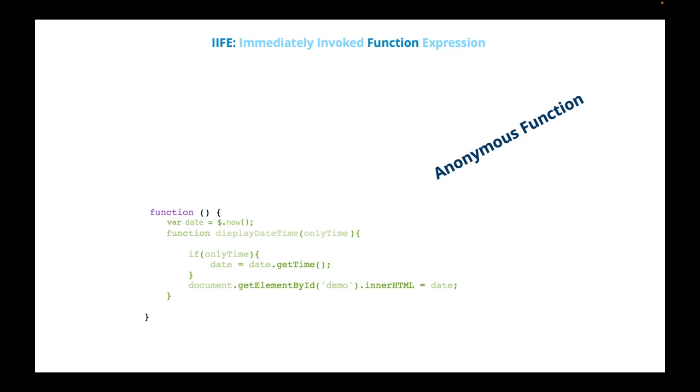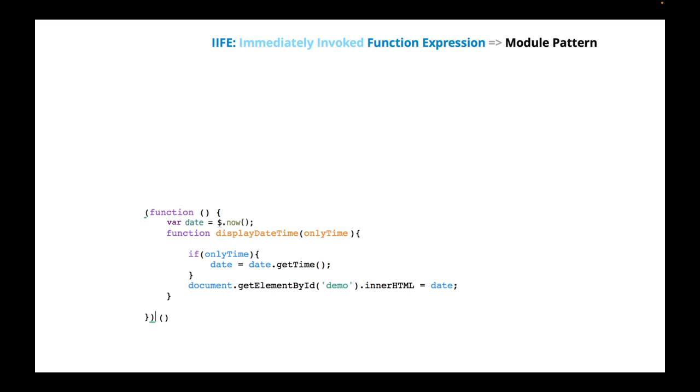So we need to turn this into an expression first, and that's what you're seeing here. This function has been turned into an expression. And then to create a scope for it, we need to immediately invoke it. That's what's happening. So that's the immediately invoked function expression, the IIFE pattern. Now at this line of execution, this date won't be attached to the window object, and the display date and time won't be attached to the window object either. The scope remains within that function itself.